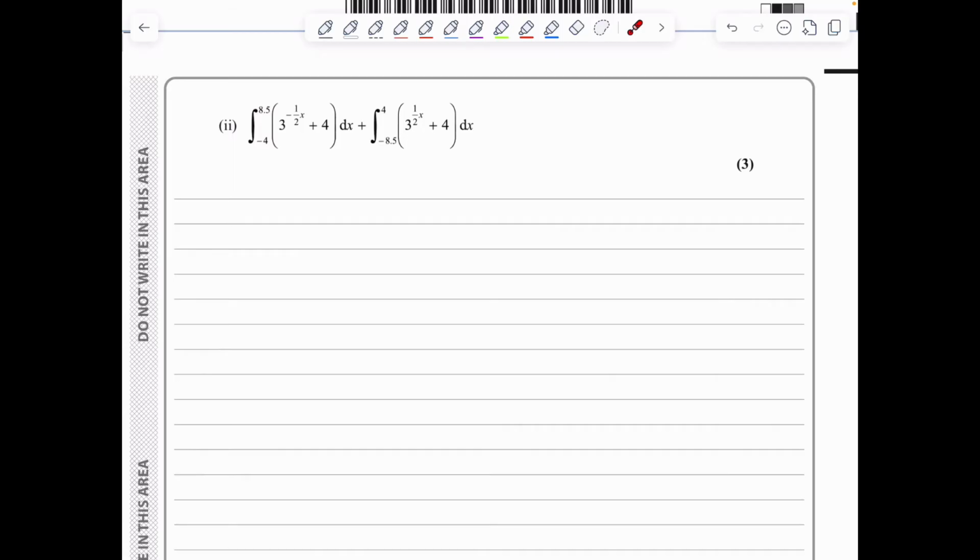And in part ii, we need to obtain an estimate for the sum of these two integrals here, where obviously the first one has already been established to be approximately 68.86125. And if we observe what's happening, we can see that the 3 to the half x plus 4 corresponds to a reflection along the y-axis, because essentially we are multiplying all the x's by -1, so the minus a half x became a half x, so we are reflecting along the y-axis.